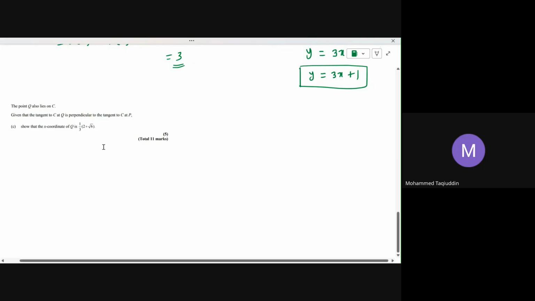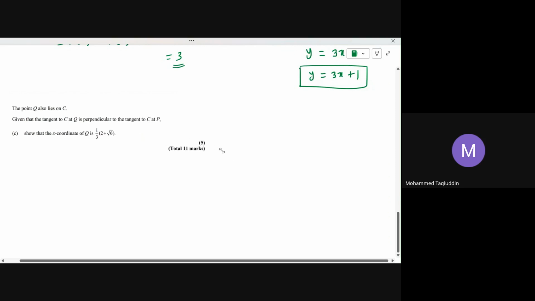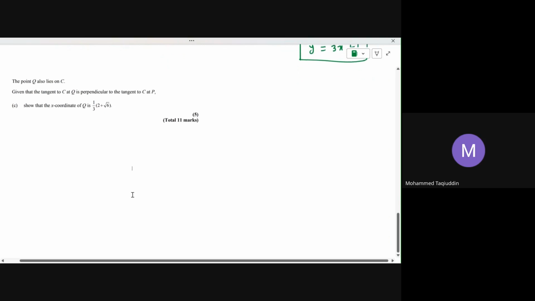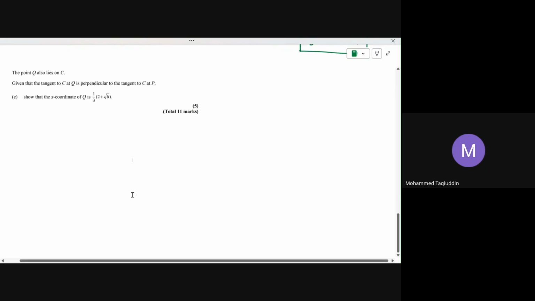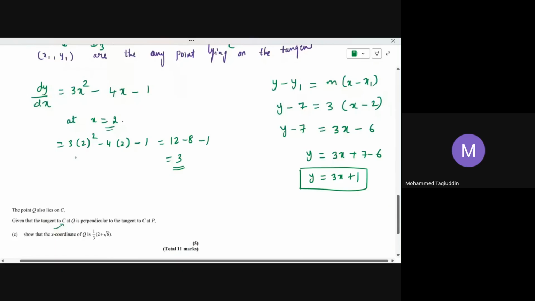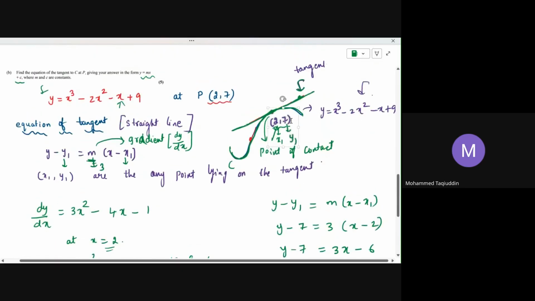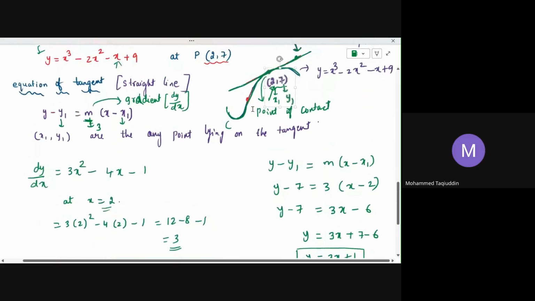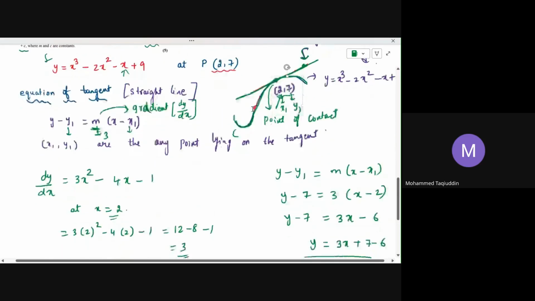Now this is an interesting question. They are trying to combine multiple concepts in this question. The point Q also lies on C. So where is it lying? Given that the tangent to C at Q. So I have to again consider the same picture. Let me take this picture. Hold on, I'll just draw the same picture here.